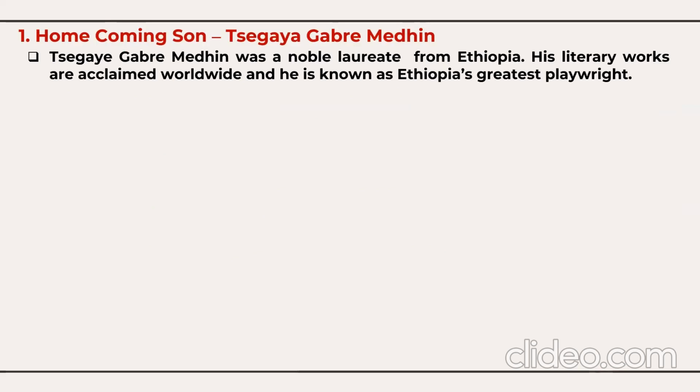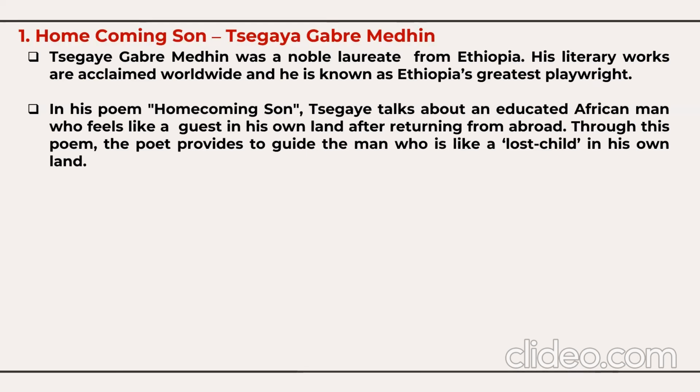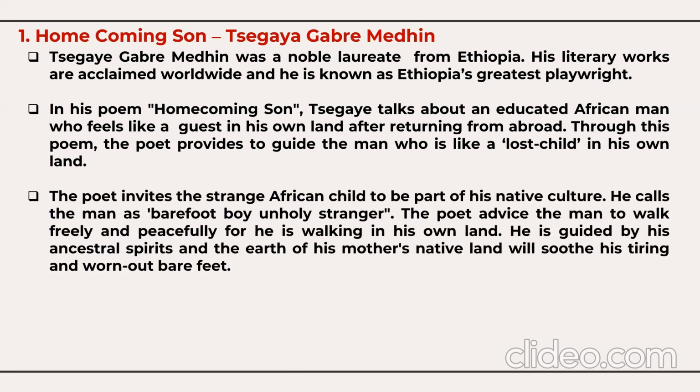Sergei Gabrimadin was a Nobel laureate from Ethiopia. His literary works are acclaimed worldwide. He is known as Ethiopia's greatest playwright. In his poem Homecoming Sun, Sergei talks about an educated African man who feels like a guest in his own land, returning from abroad. Through this poem, the poet guides the man who is like a lost child in his own land. The poet invites the strange African child to be part of his native culture. He calls the man a barefoot boy, unholy stranger.